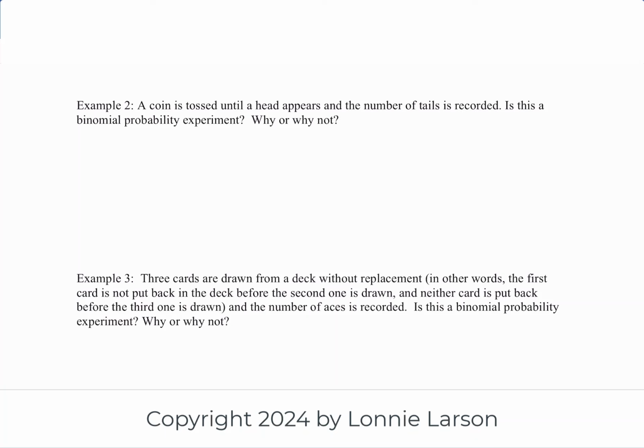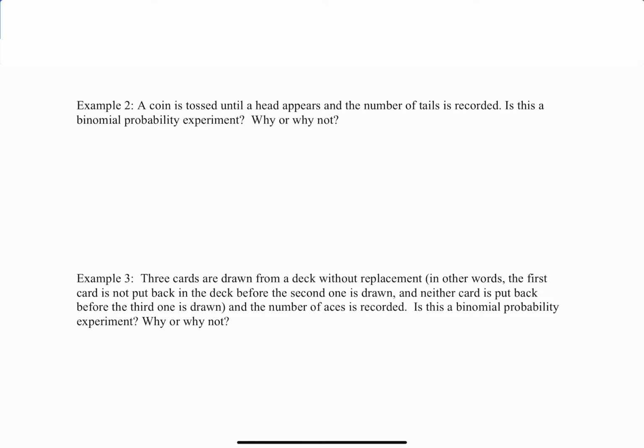Example 2. A coin is tossed until a head appears, and the number of tails is recorded. Is this a binomial probability experiment? Why or why not? We'll just go through the 4 things that it needs to satisfy to be a binomial experiment and see where that takes us. So number 1 condition, there has to be a fixed specific number of trials.